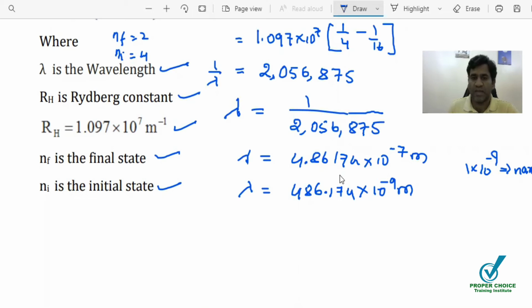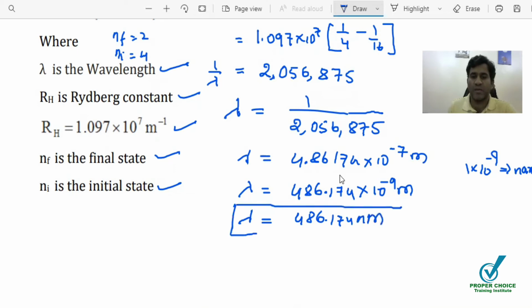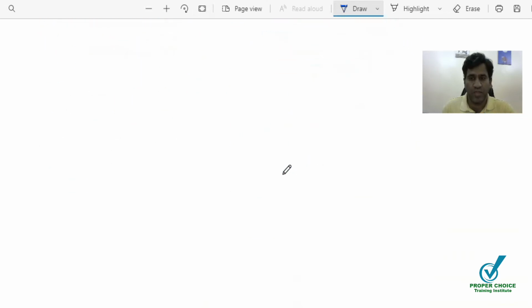So the wavelength here is going to be 486.174 nanometer. So by referring to this wavelength, we have to check the spectrum of the hydrogen element which has been provided, and from that we can predict. So let me show you the spectrum of the hydrogen element.